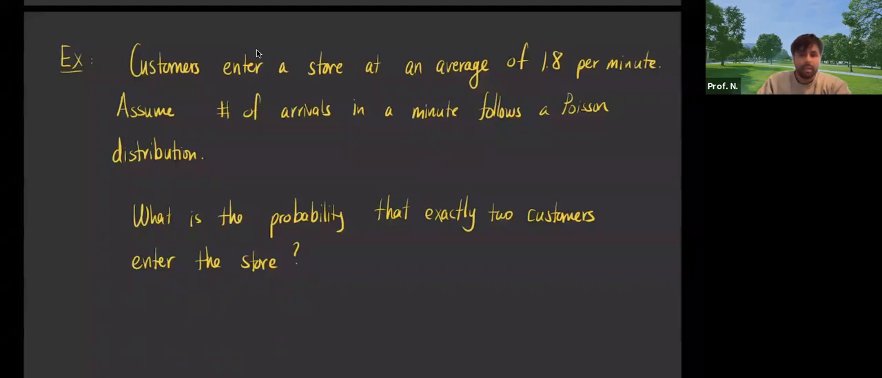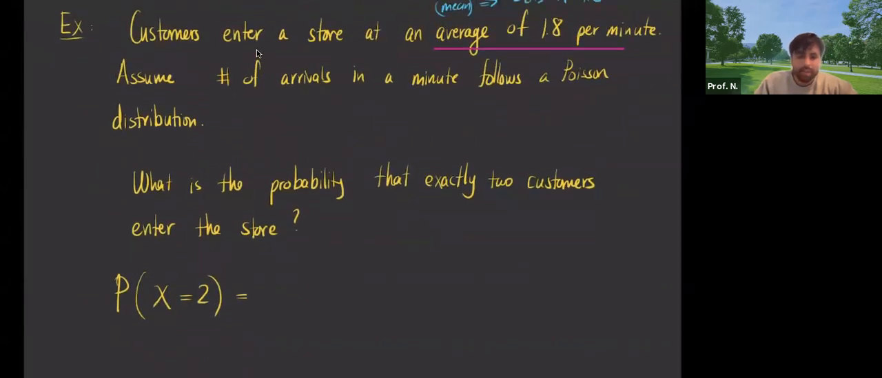So how do we do this? Well, we know that the average is 1.8 per minute. If that's the average, remember average means mean, and mean means expected value. Then I know the expected value, which is equal to lambda, is equal to 1.8. Do you see that? I want the probability that exactly 2 customers enter the store, which is the same as the probability that x equals 2. Utilizing the probability mass function of a Poisson random variable, this equals e to the negative lambda, which is 1.8, times lambda to the ith power, which is 1.8 to the 2, all over 2 factorial.